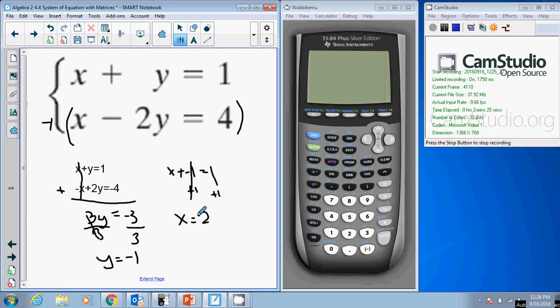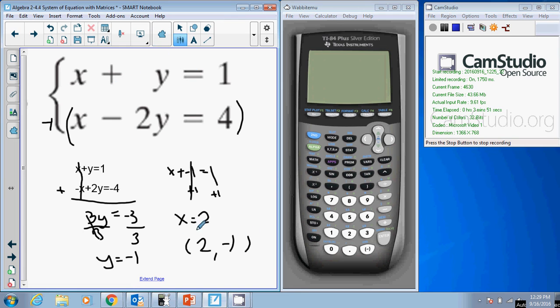But once we have the x and the y, remember the answer to this is an ordered pair where the two lines actually intersect. So we want to write our answer as an ordered pair. x comma y, so the x was 2, and the y is -1. So there's my solution to this system of equations.